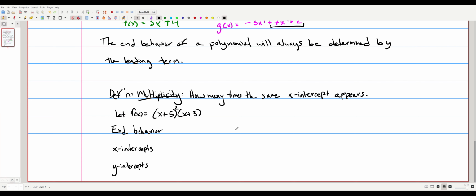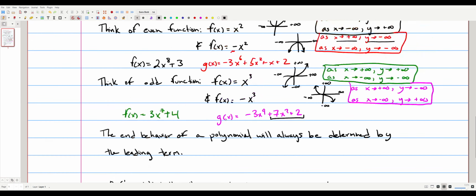And so luckily, this function is already given to us in factored form, which makes our lives a lot easier. Why is that? Well, because we're able to find the x-intercepts a lot easier. But first, let's try to figure out what the end behavior is. To do that, all we really need to do is determine what the leading term is and whether that leading term is positive or negative, because we really only have 4 options here.